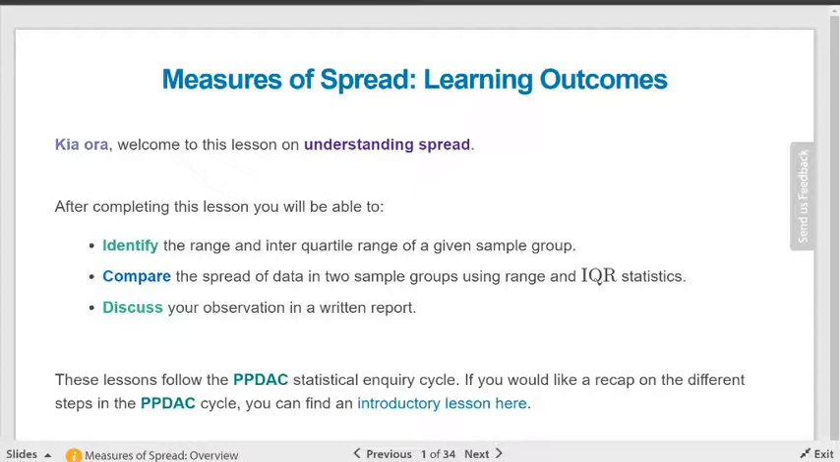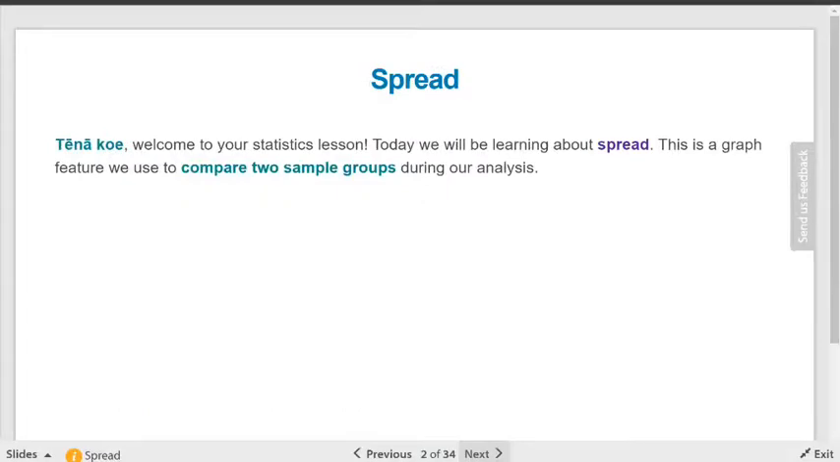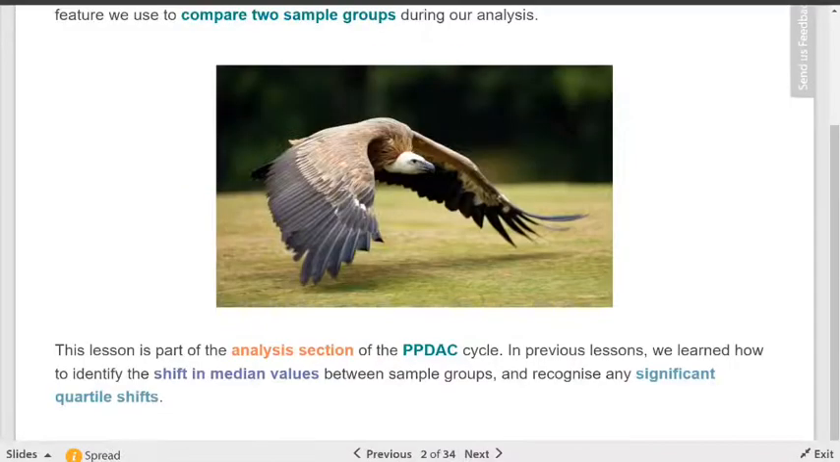Good. And we also talked about interquartile range. Remember, interquartile range is that middle 50%. So if you're doing the interquartile range, it's simply the upper quartile minus the what? Lower quartile. Okay? And we're going to talk about both of those. Then we're going to be comparing the spread of the data in some sample groups, and then we're going to discuss how to write that up into your report.